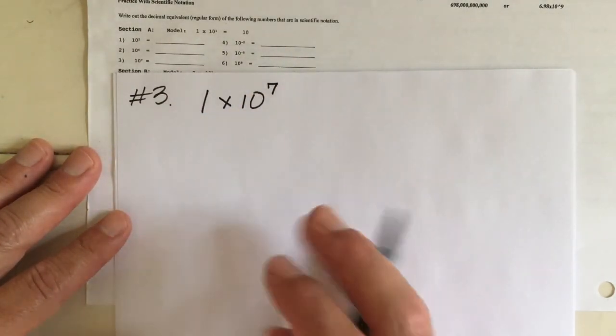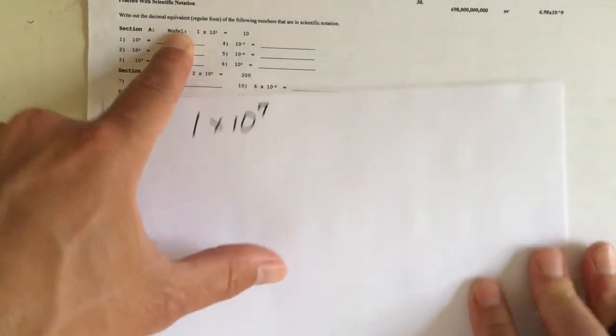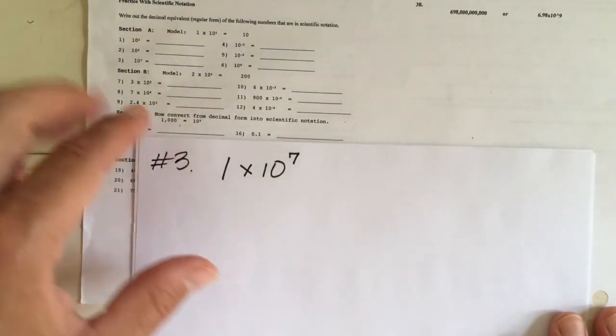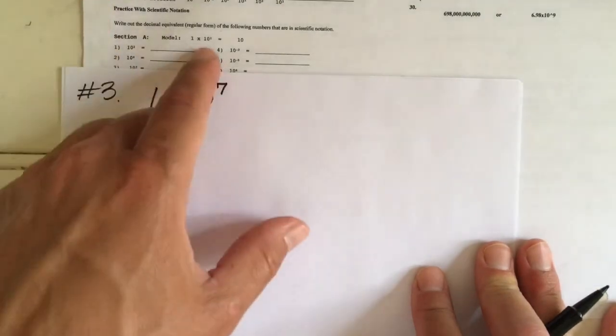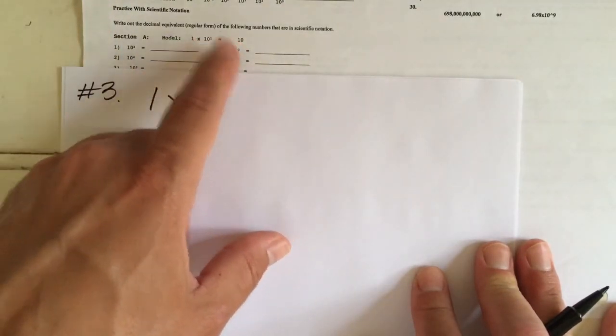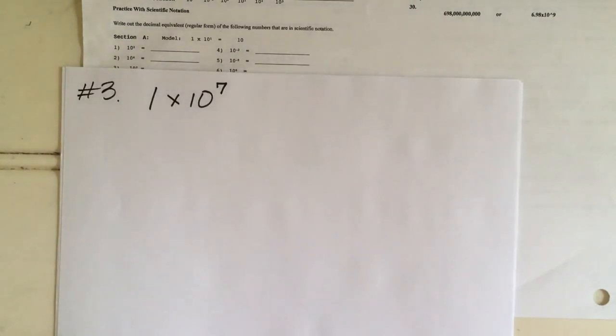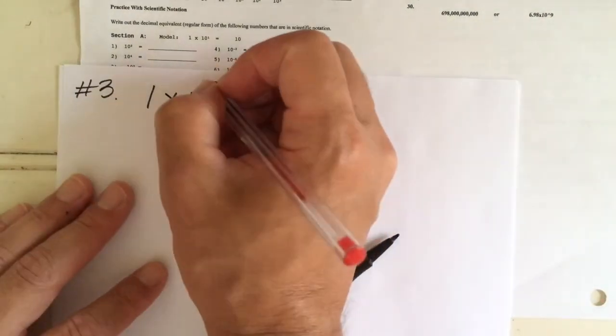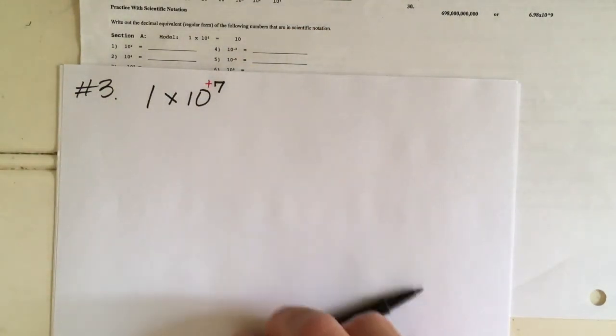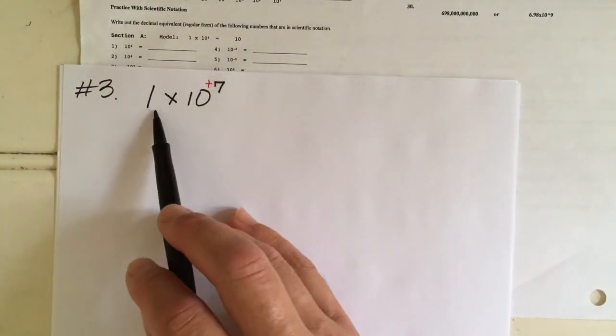And here you can see based on the model, right? Each section has a model. For section A, we have to then expand it out. So 1 times 10 to the first is 10. So here, 1 times 10 to the 7th. All right, so we should notice that the exponent is positive. And because it's positive, that means that this is actually a much larger number.